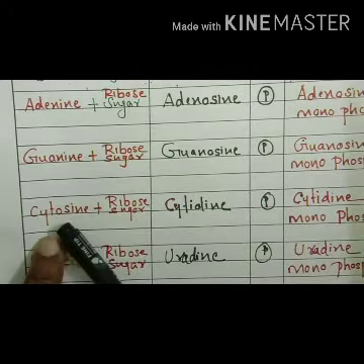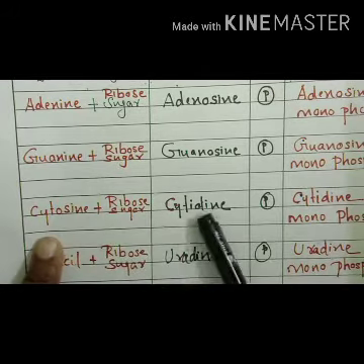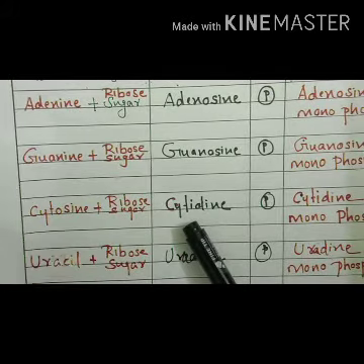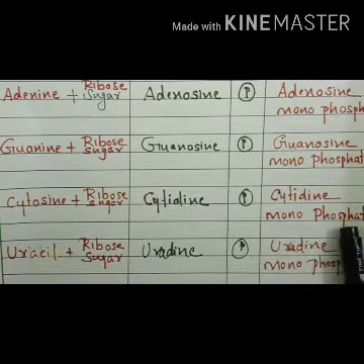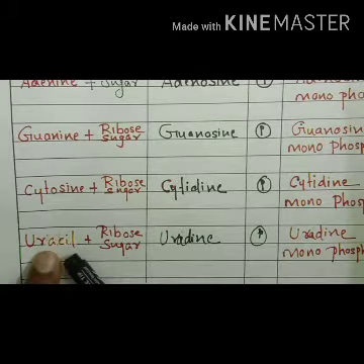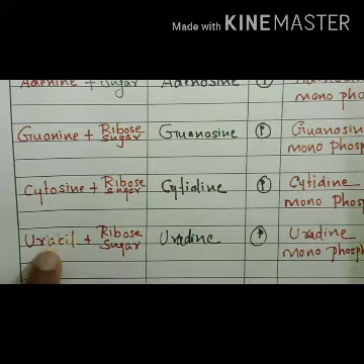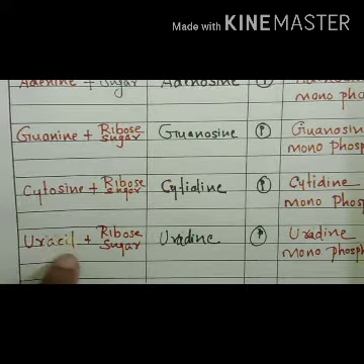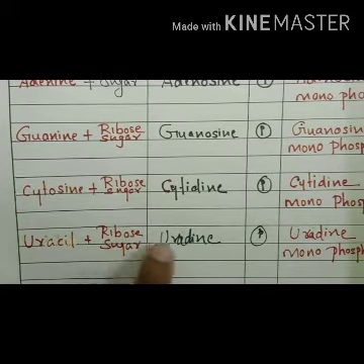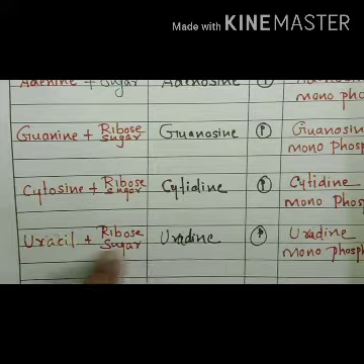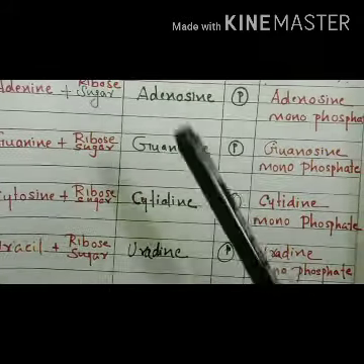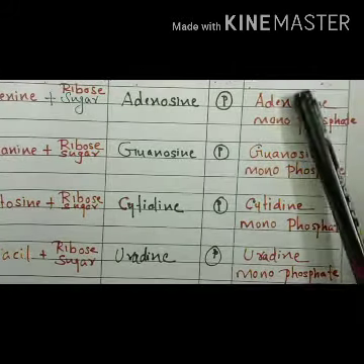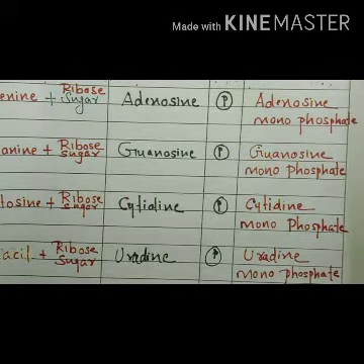Cytosine is another nitrogen base. When it combines with the ribose sugar, the nucleoside is cytidine. When cytidine combines with the phosphate, the nucleotide is cytidine monophosphate. And the last, uracil, is the nitrogen base present only in RNA. Instead of uracil, in DNA we can see thymine. When uracil combines with ribose sugar, the nucleoside is uridine. When it combines with the phosphate, the nucleotide is uridine monophosphate. So these are the four types of nucleosides and four types of nucleotides present in RNA.